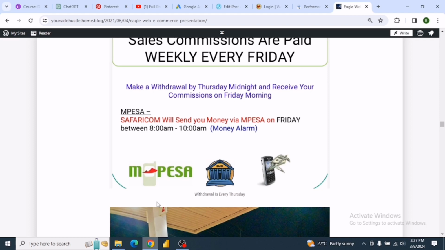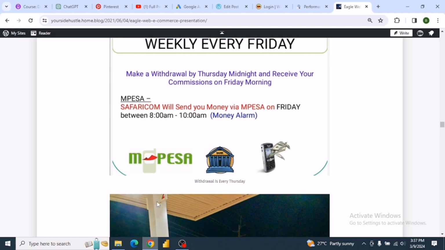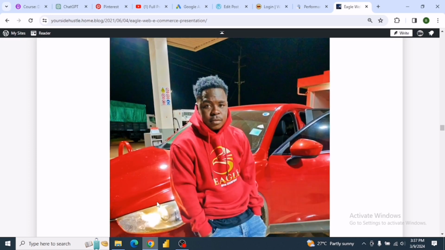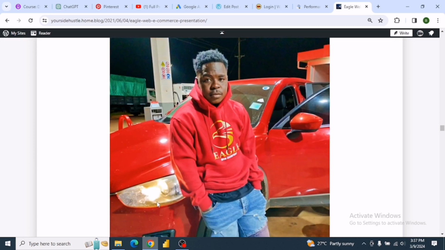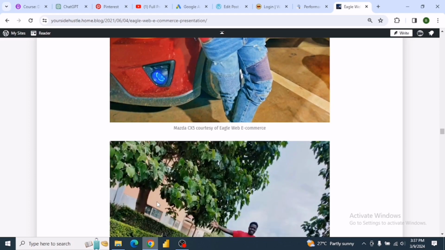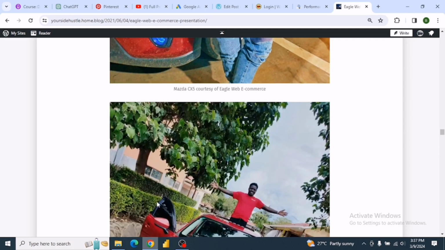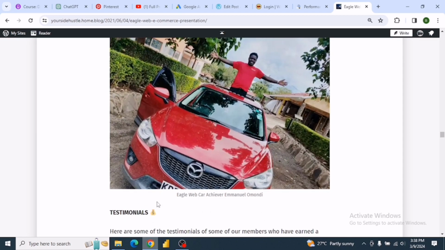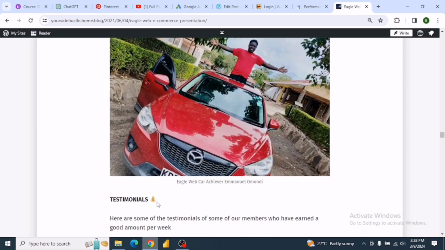So let's go into the testimonials and some of the success stories that we have been able to see with Eagle Web. So this is Emmanuel Omondi with his car Mazda CX-5 courtesy of Eagle Web e-commerce. Emmanuel started just like anyone else, earning about 5,000, moving to 10,000 to now making over 100,000 every week with Eagle Web. And now he owns a car courtesy of Eagle Web e-commerce, just investing 5,000 shillings. Let's now see other testimonials.